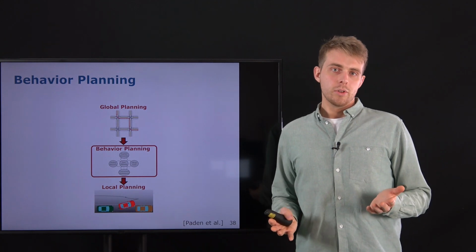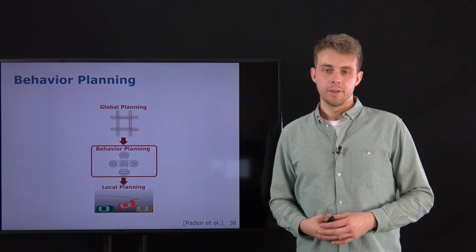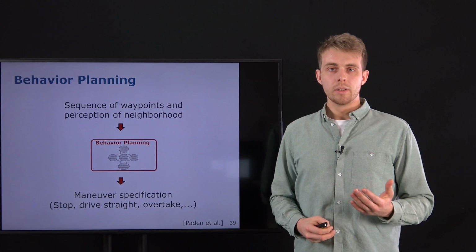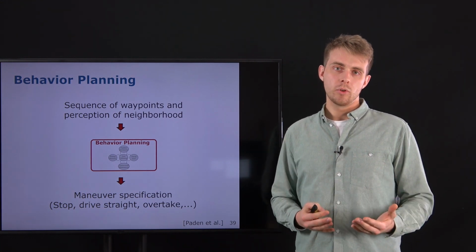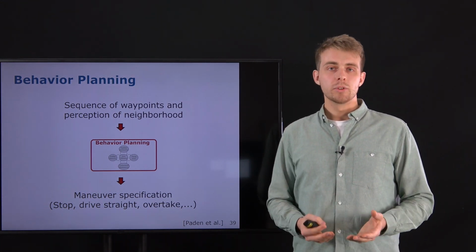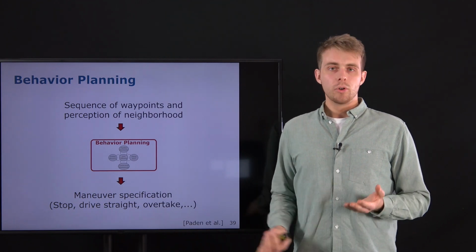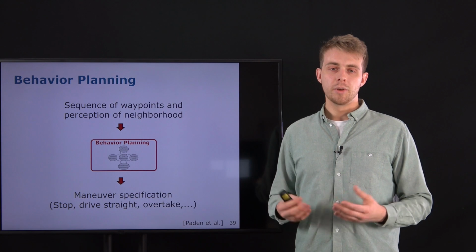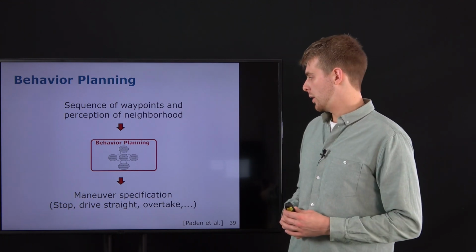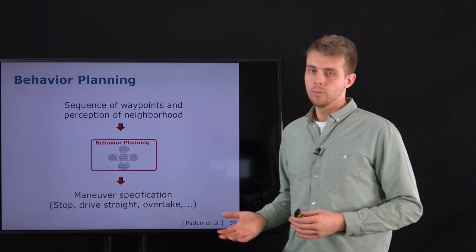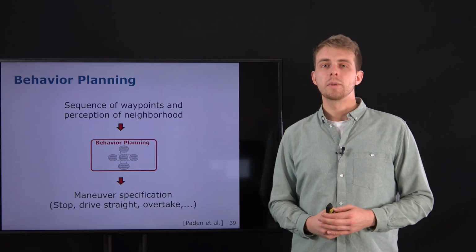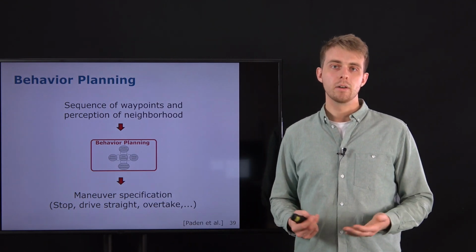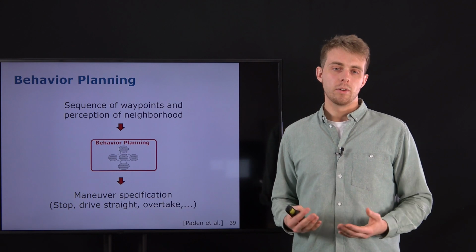Okay, now we go to the second module, which is the behavior planning. So we got now from the first planning module, from the global planning, the sequence of waypoints. And from our perception system, we also get the measurements from the surroundings, from the neighborhood. And the goal now is to output a rough maneuver, which specifies the behavior the car wants to perform now.